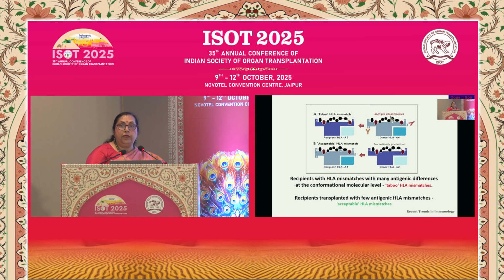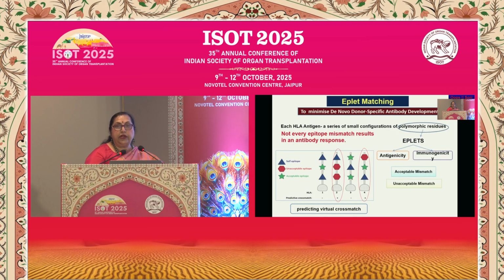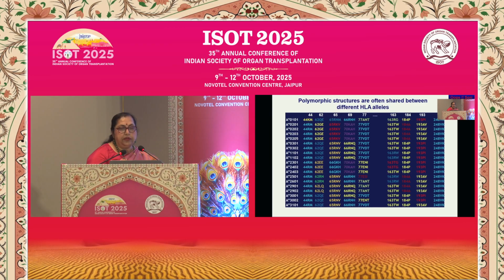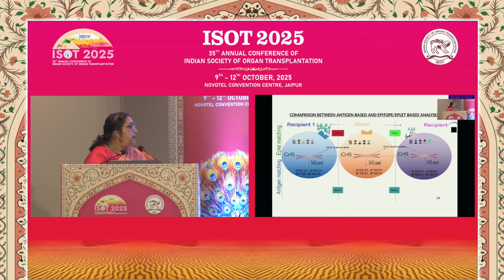And now the options have come up. We are not only looking at the HLA alleles, we can look at the epitopes and the eplets. And these are very important, that if there is an eplet mismatch, that's going to be important to predict whether the graft outcome is going to be good or bad. There are several eplets known. And HLA match may be similar, but the eplets can be extremely different.